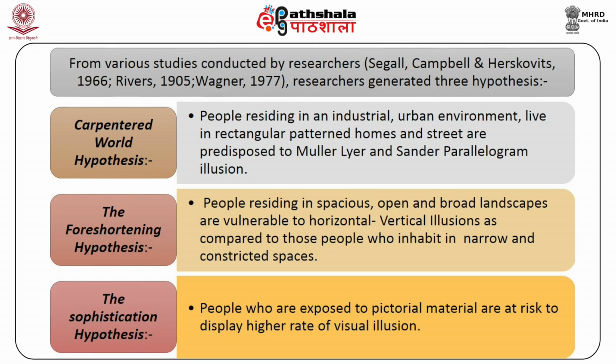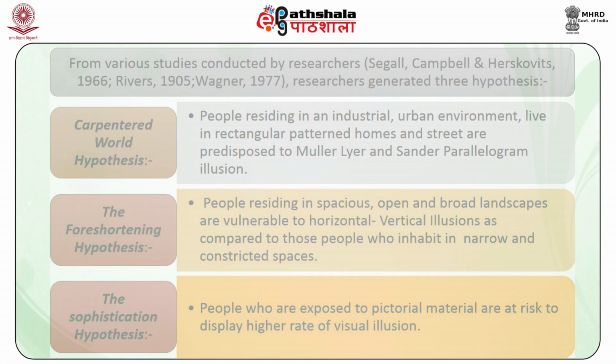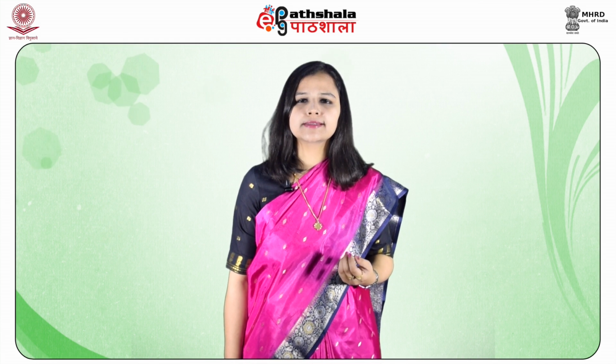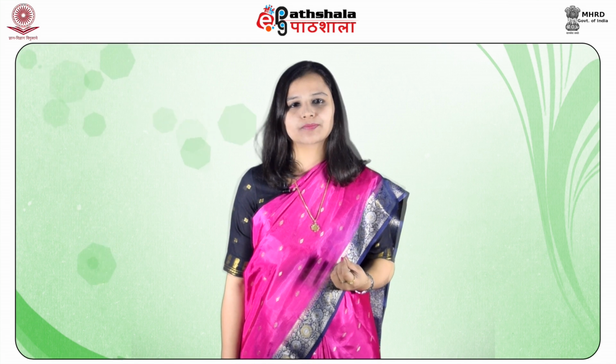The foreshortening hypothesis: people residing in spacious, open and broad landscapes are more vulnerable to horizontal-vertical illusions as compared to those people who inhabit narrow and constricted spaces. Sophistication hypothesis: people who are exposed to pictorial material are at risk of displaying a higher rate of visual illusions. Innumerable studies have confirmed these hypotheses.